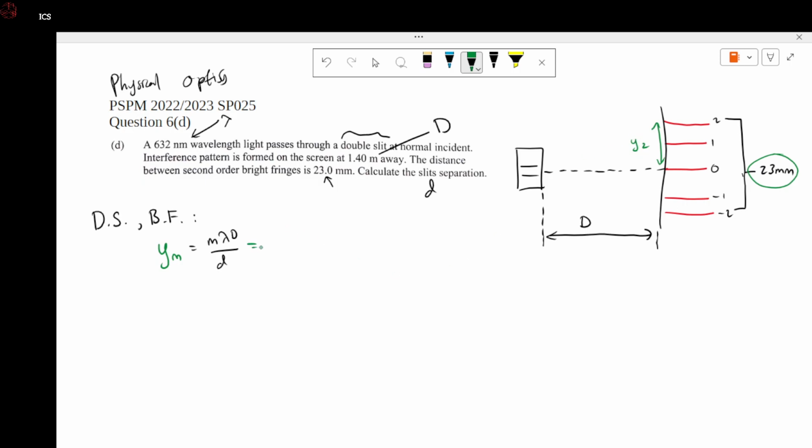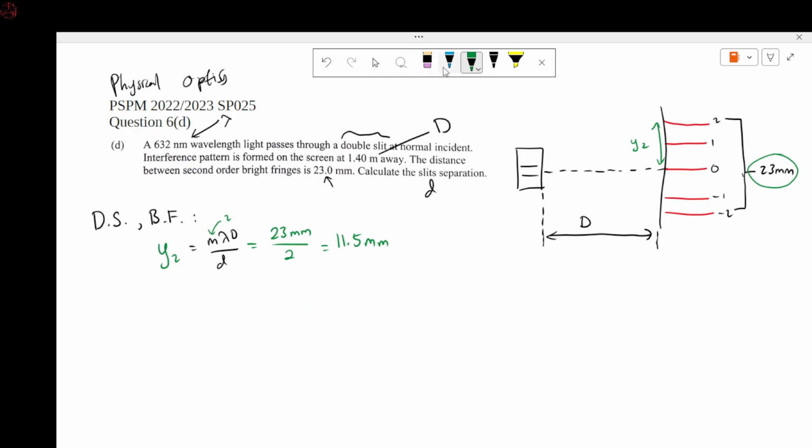That means y_m is simply 23 millimeters divided by 2, and that gives us 11.5 millimeters as my y_m. Specifically, this m should be m equals 2, and this becomes 2.